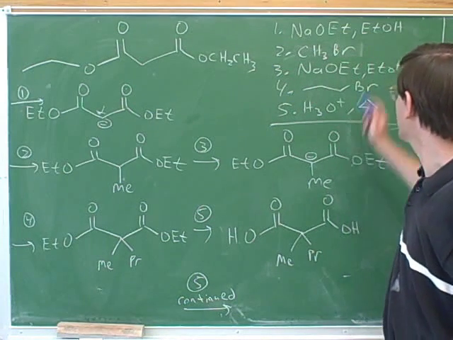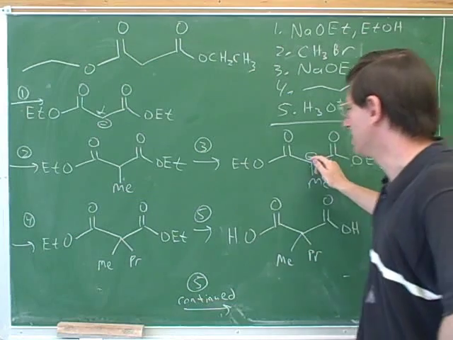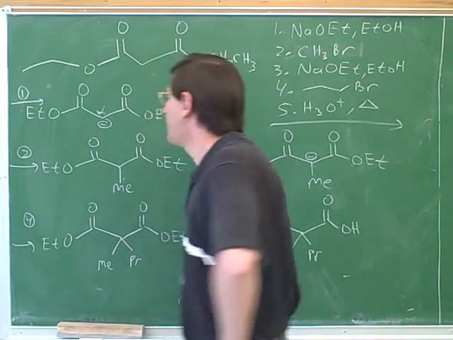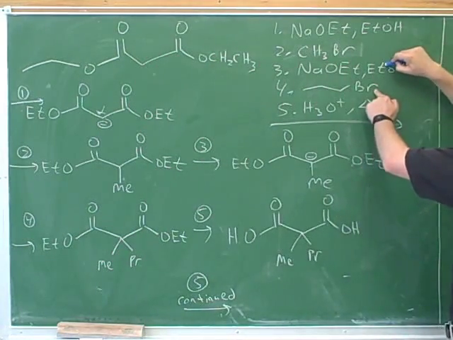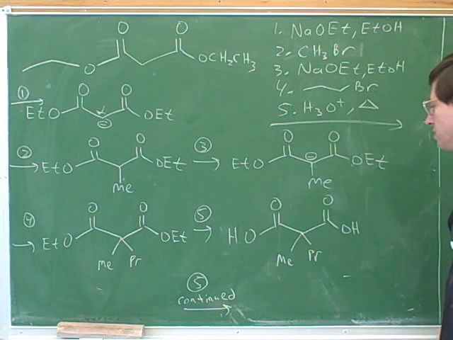After we put on the first alkyl group, we put on a second alkyl group by, again, turning this into an enolate and then attacking. By the way, you could have left out these two steps and added just a single alkyl group. So it's up to you whether you add one alkyl group or two.